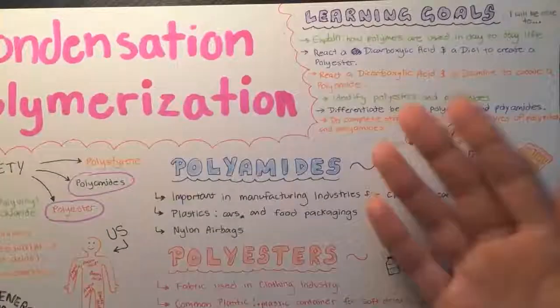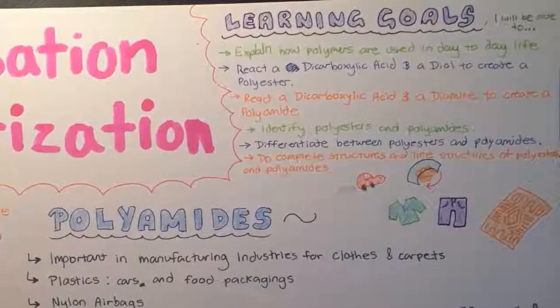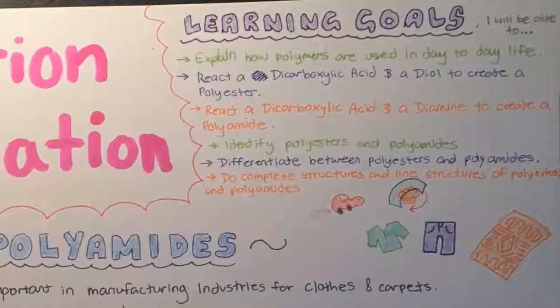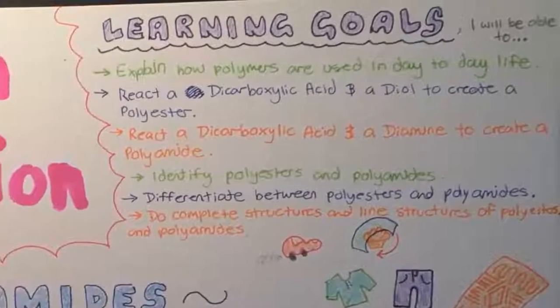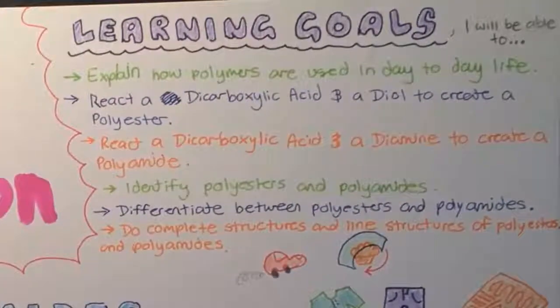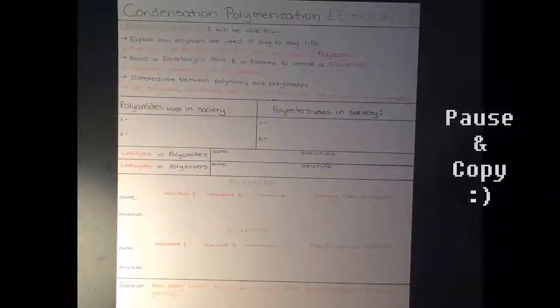So here are the learning goals throughout this lesson. You will be able to explain how polymers are used in day-to-day life, react a dicarboxylic acid and a diol to create a polyester, react a dicarboxylic acid and a diamine to create a polyamide, identify polyesters and polyamides, differentiate between polyesters and polyamides, and lastly, do complete structures and line structures of polyesters and polyamides. Throughout the video, you can follow along through this worksheet to have a better understanding.